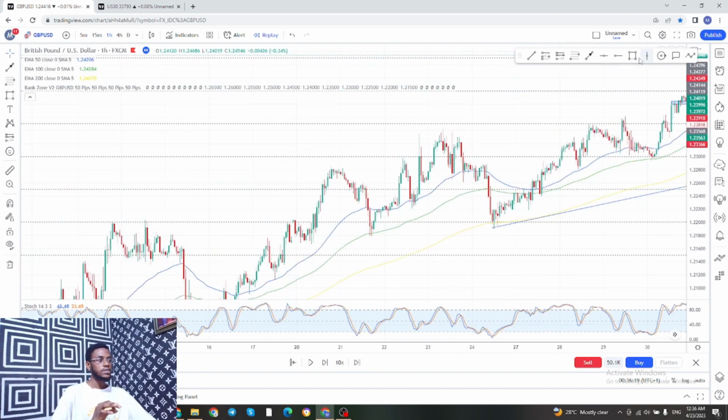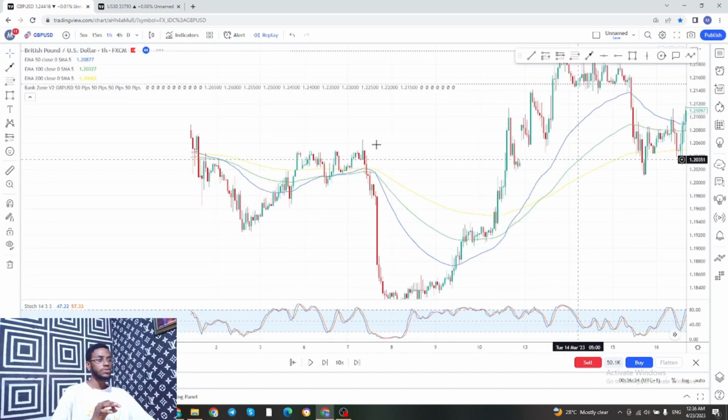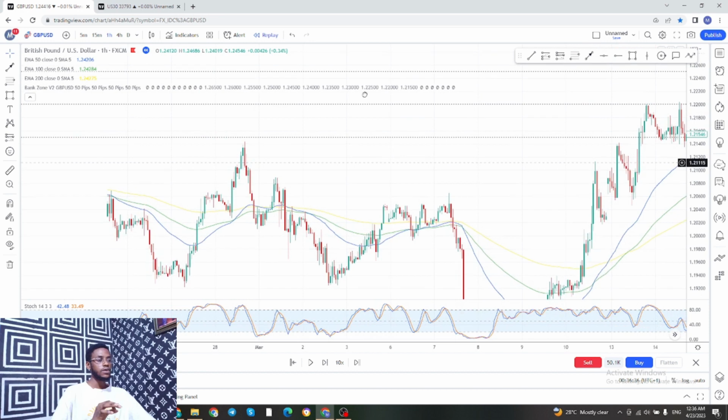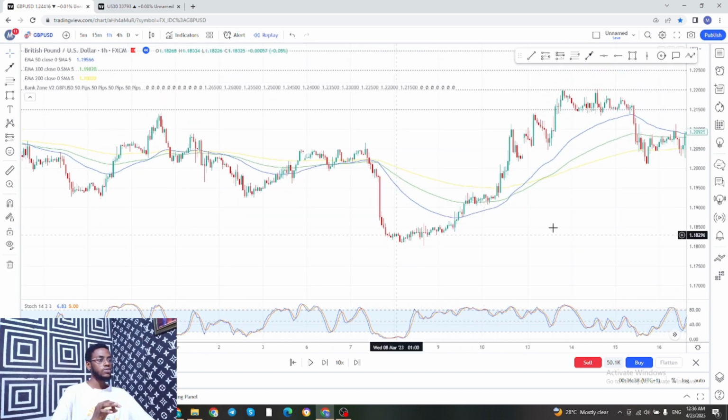See another one right here. Reaction, bank zone. Reaction, bank zone. Everywhere reaction, bank zone. Let's go further, right? Let's just keep going. Okay, I don't know why there are no bank zones right here, but let's just keep going.